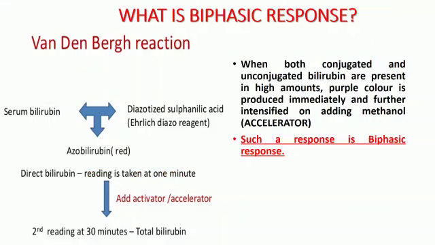Here, first we add diazo reagent. There is color development quickly, and then when we add methanol, the color development takes a little late and it intensifies if both conjugated and unconjugated bilirubin are high. Such a response is known as biphasic response because the color is intensifying in two phases. First, when the reagent is reacting with direct bilirubin, and second, when it is reacting with indirect bilirubin on adding an accelerator called methanol.